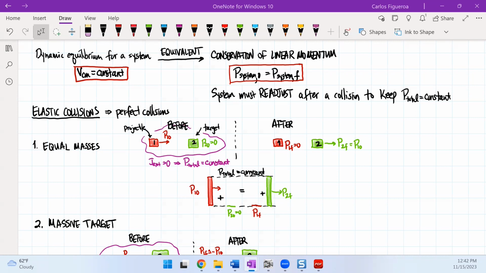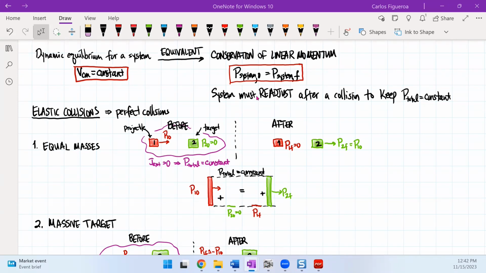that was in dynamic equilibrium, that meant that it had zero acceleration, that its center of mass had zero acceleration, and as a consequence, V center of mass was a constant. Directly from that, or an equivalent statement, is that conservation of linear momentum is an equivalent statement of saying that the system is in dynamic equilibrium. But we don't talk about the velocity center of mass, we talk about the total momentum of the system.